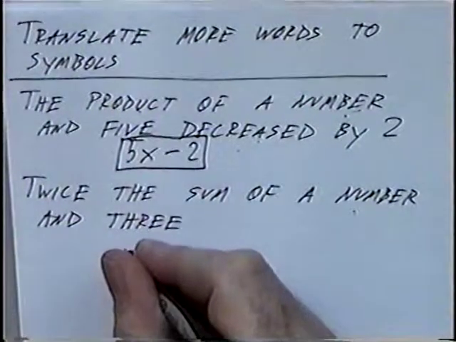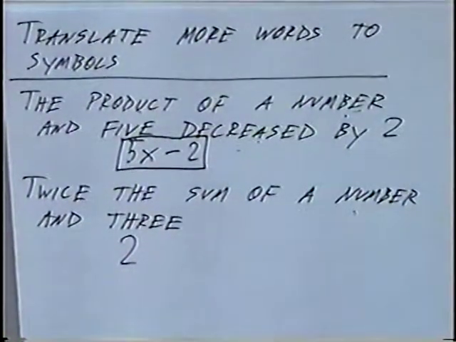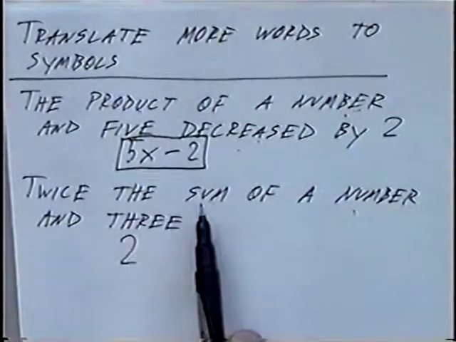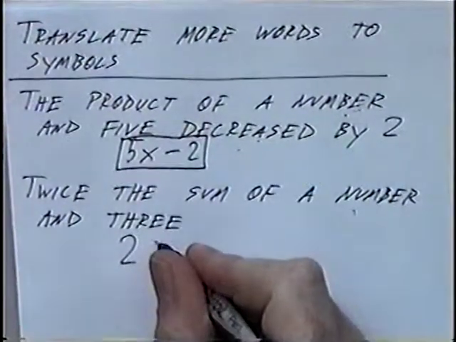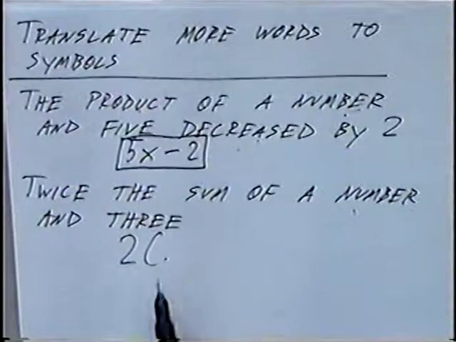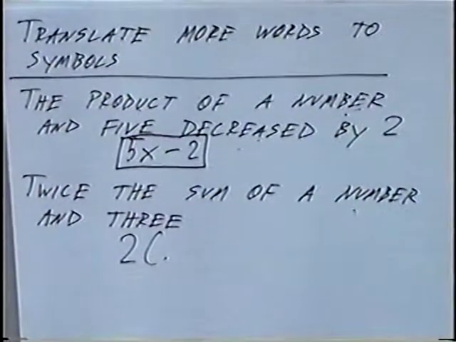Twice again would mean to double or multiply by 2. And we're going to multiply by 2 the sum. To make sure we get the sum first before we double, we'll put the sum inside parentheses.